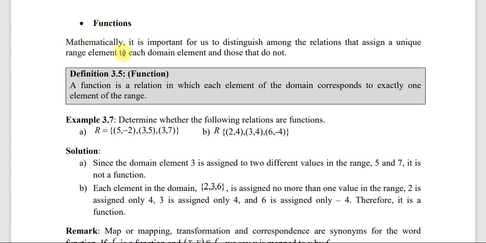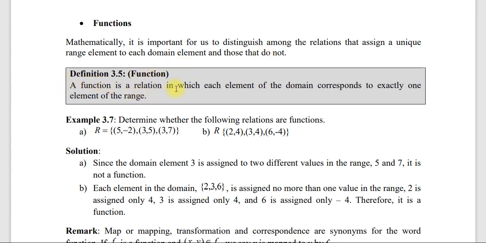Okay so mathematically it's important for us to distinguish among the relation that assign a unique range element to each domain element and thus that denote ይለናል። ኦኬ አሁን እንግዲህ ፋንክሽን እና ሪሌሽን የሚለያይበት ዋነኛው ምክንያት ዶሜን እና ሬንጅ ላይ ያለው ኦርደርድ ፔር ነው። ኦኬ በዛ ኦርደርድ ፔር አማካኝነት ነው ማለት ነው ፋንክሽን ከሪሌሽን የሚለየው ማለት ነው። ሶ ዲፈረንሱን ወታይ ስንወርድ እንድትል እናያለን ማለት ነው። Then there is a definition of function.